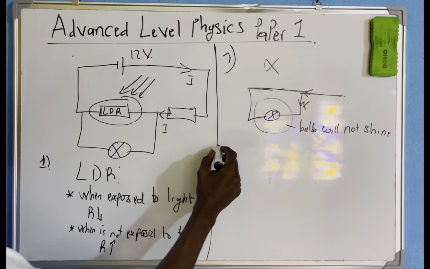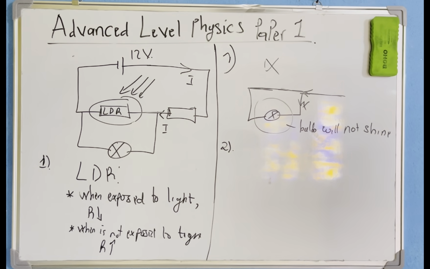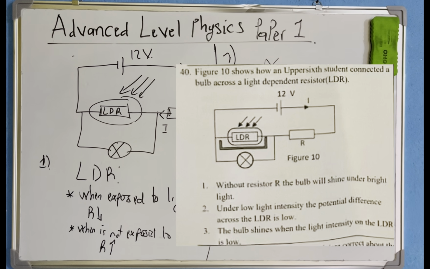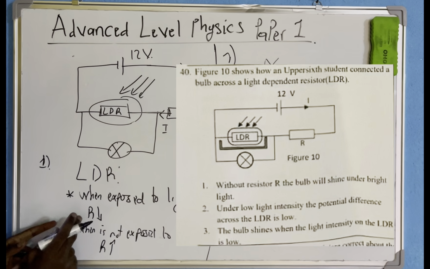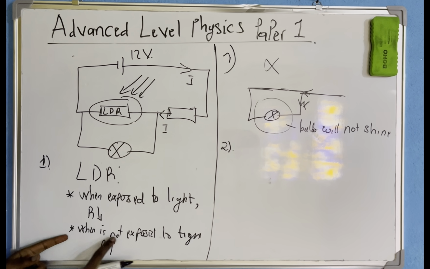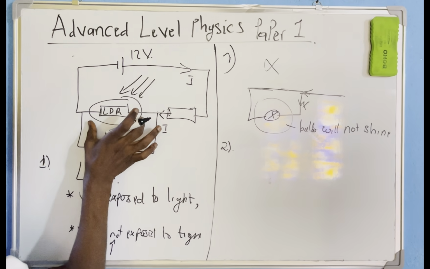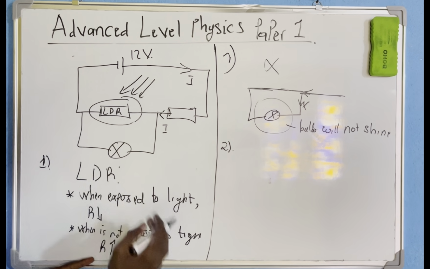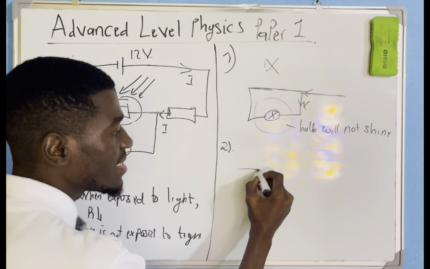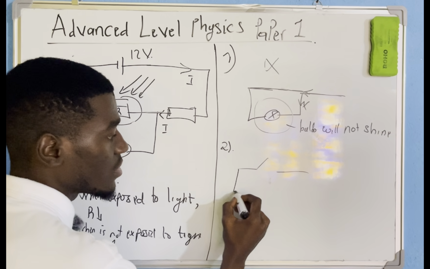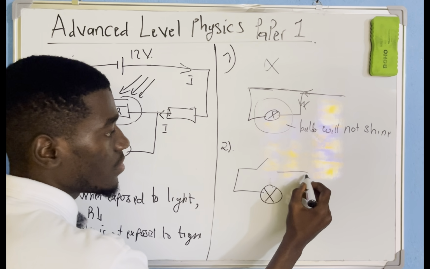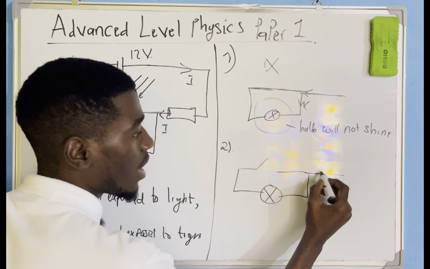Okay, statement 2 now. Under low light intensity, the potential difference across the LDR is low. Low light intensity means that it is not exposed to light, so the resistance increases. Let us come back here. When the resistance of the LDR increases, it means that no current will flow through it. I can replace it by an open circuit. Are you understanding? So I will have something like this. To make sure no current is flowing, I replace it by an open circuit.